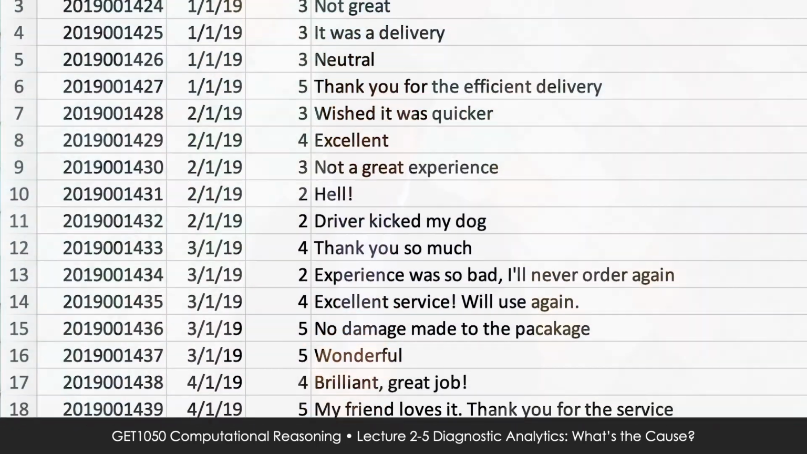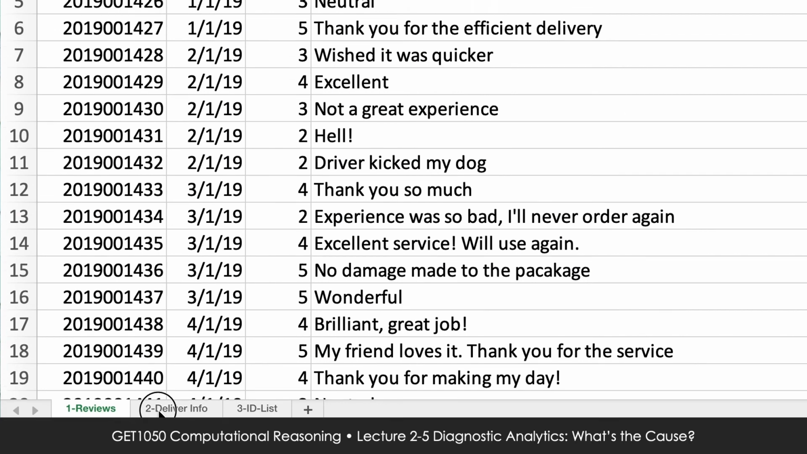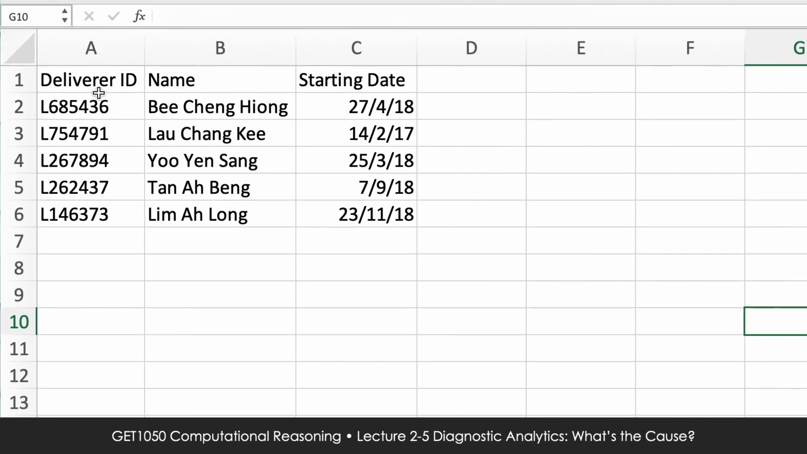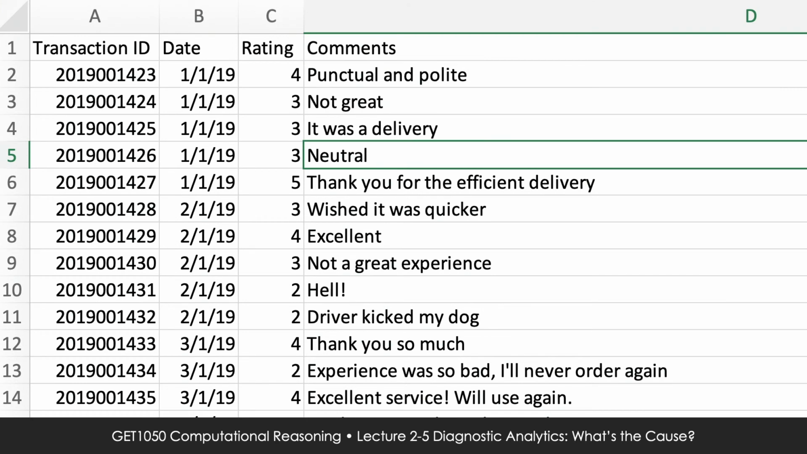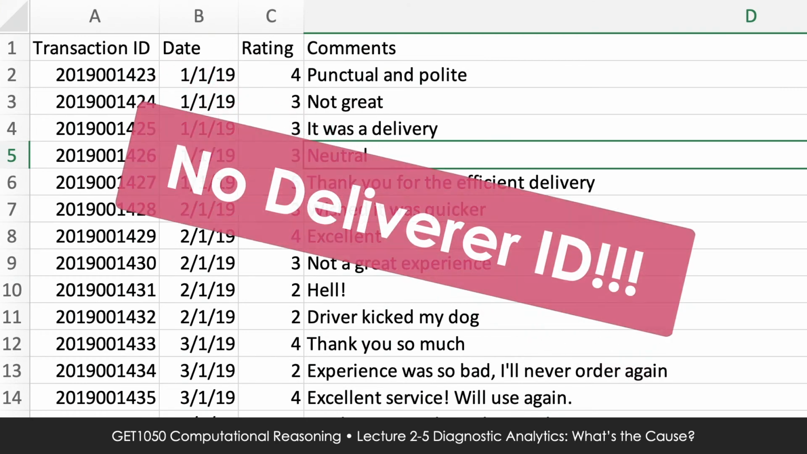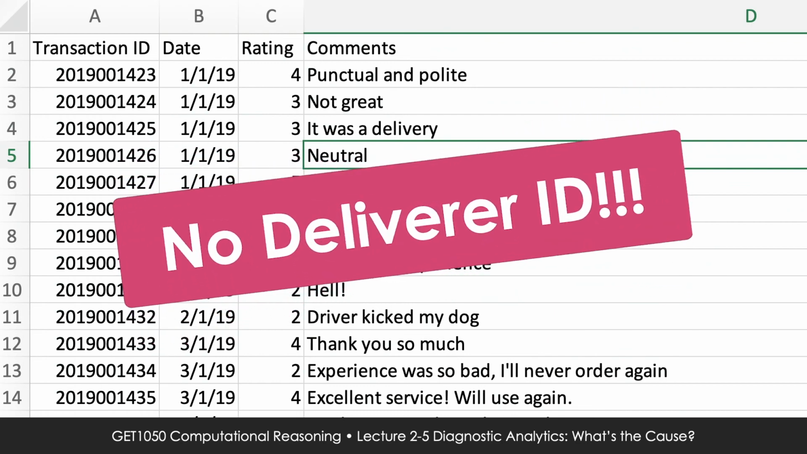So let's do the investigative work. Let's see what other data we have available. Okay, so we got 2 other spreadsheets. The first spreadsheet contains a list of delivery drivers. We have their delivery ID, their name, and the date they started working for the company. This will be useful for us to figure out the name of the culprit. If you look at our main spreadsheet, we can't do a VLOOKUP to retrieve the driver's name. There is no unique identifier in these 2 spreadsheets that will help us link one to the other.